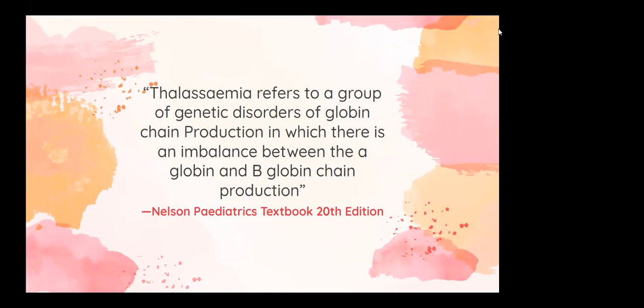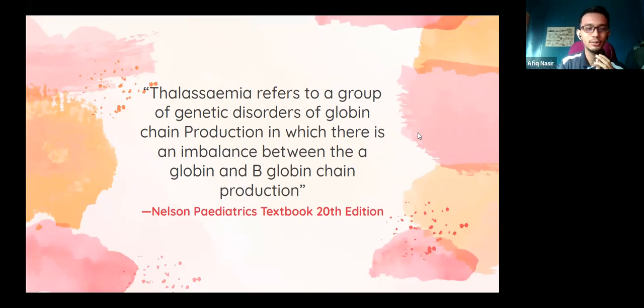Yes, proceed. Okay. According to Nelson Pediatrics textbook, 20th edition, thalassemia refers to a group of genetic disorders of globin chain production in which there is an imbalance between the alpha globin and beta globin chain production. So thalassemia is a hemoglobinopathy disease, which is a genetic inheritance disease.